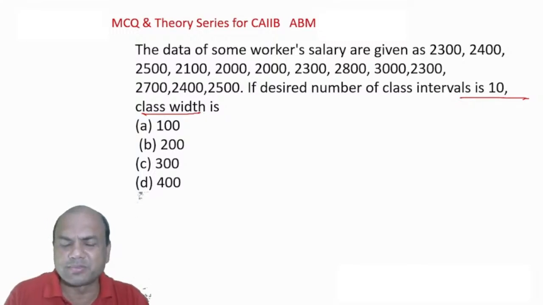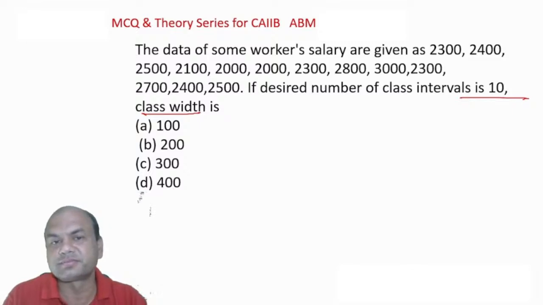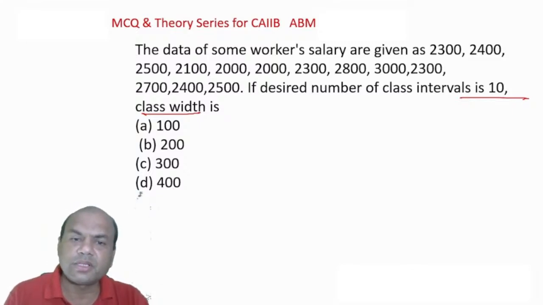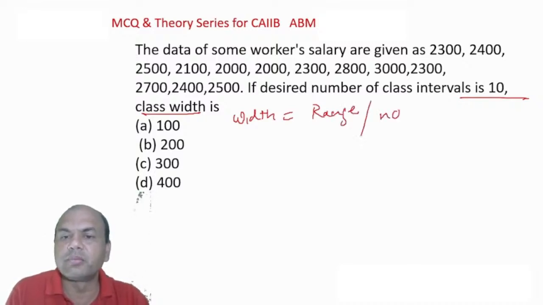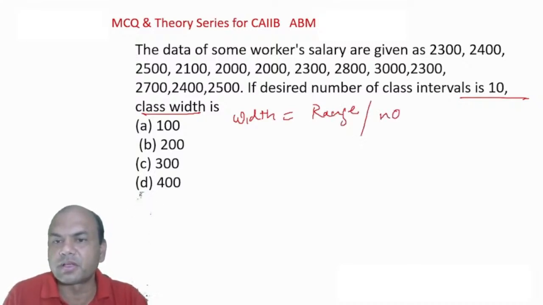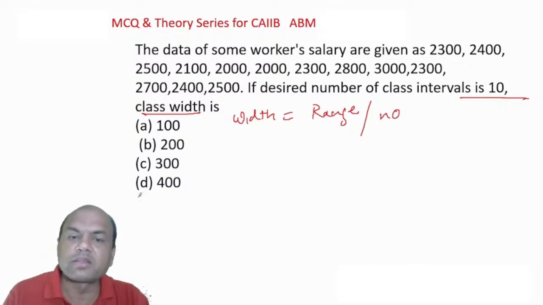See here, it's very simple. Firstly, let me see how many of you are answering this. Suppose it is like this: width equals range divided by number. Number means the number of classes. How many intervals are required? What is range? Range equals highest minus lowest.